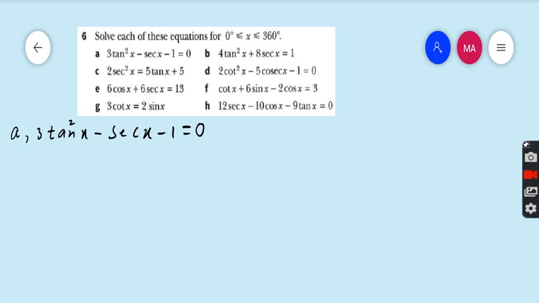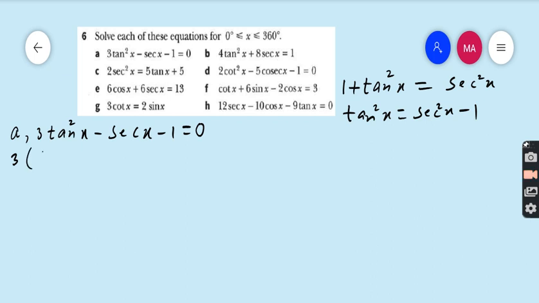This is a quadratic equation, but we cannot solve it unless the whole equation is reduced to one trigonometric function. Right now there are two trigonometric functions in this equation, tan square x and sec x. But if we use the trigonometric identity 1 plus tan square x is equals to sec square x, or you can say tan square x is equals to sec square x minus 1, we can replace tan square x by sec square x minus 1. This minus sec x remains, this minus 1 remains.